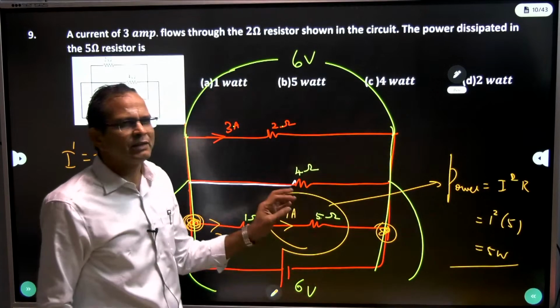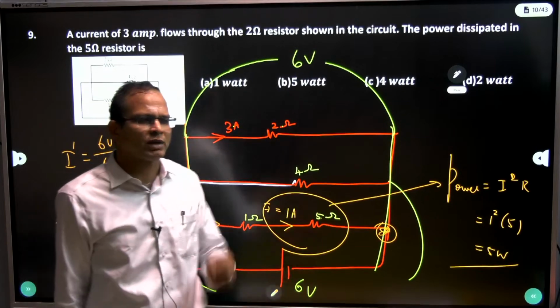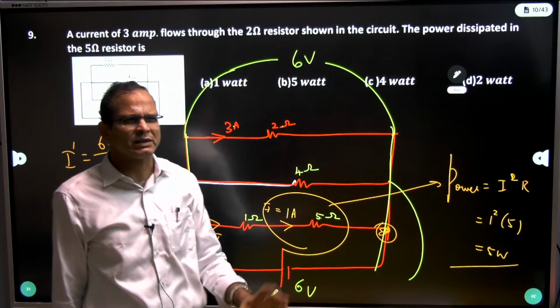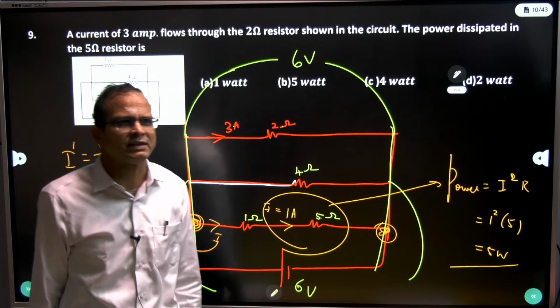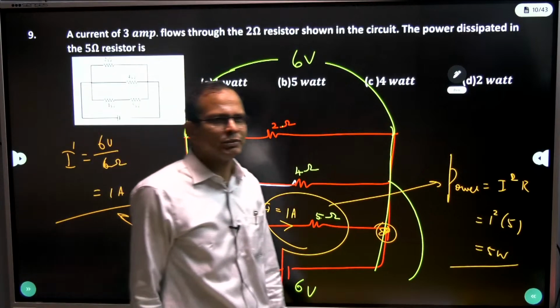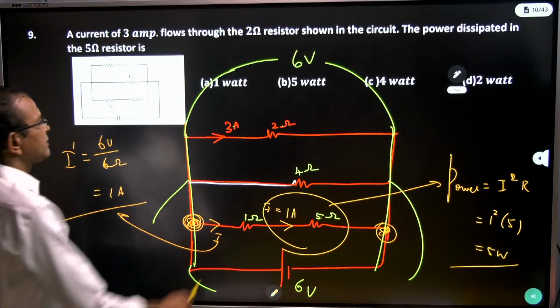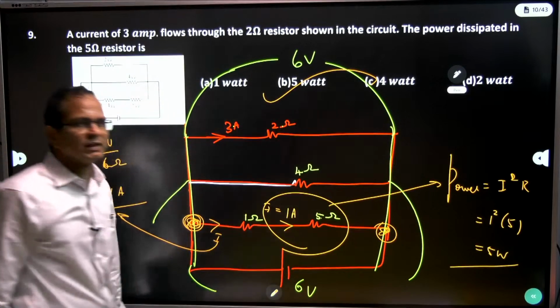Because it is a likely, simple question, it will definitely come in the board exam. So if we do the worksheet today, at least 1 or 2 questions from this will come in your board exam. Even though some of the questions are already well known to you, just do it once. So 5 watt is the ultimate answer. Got it?